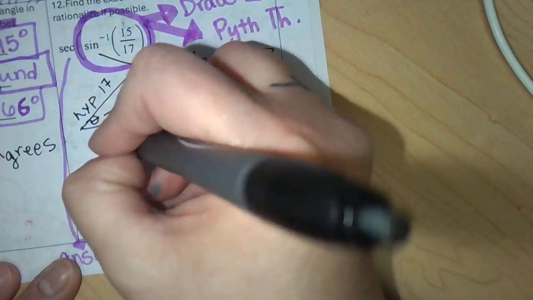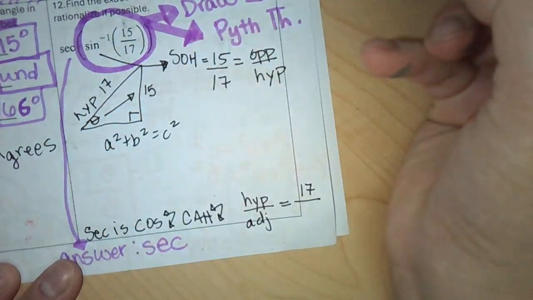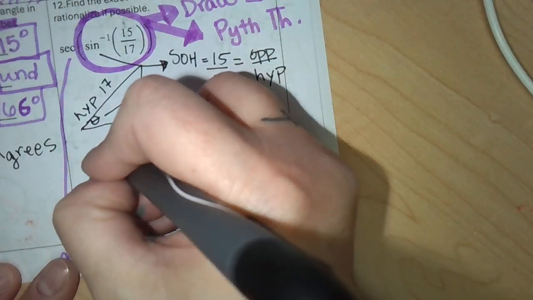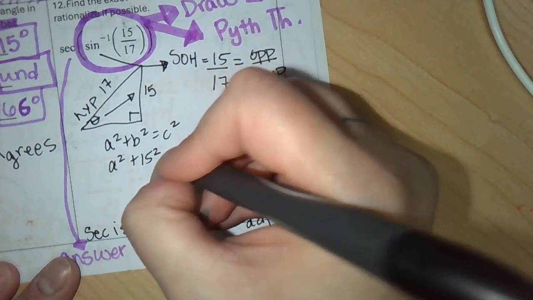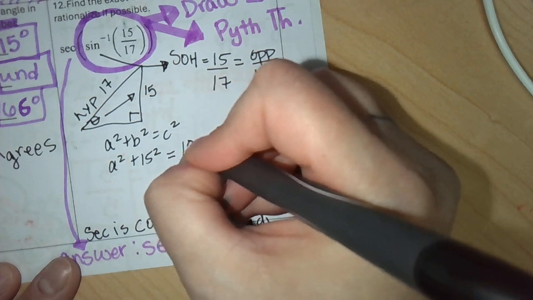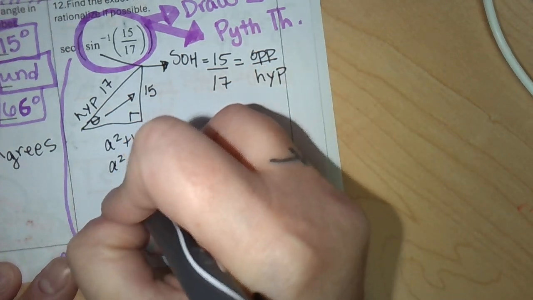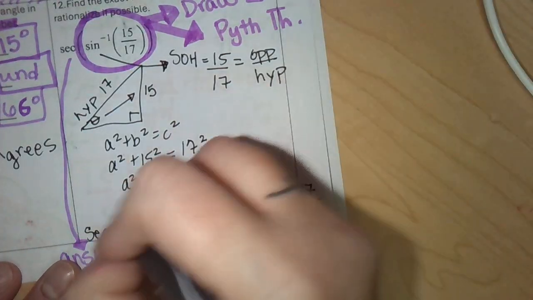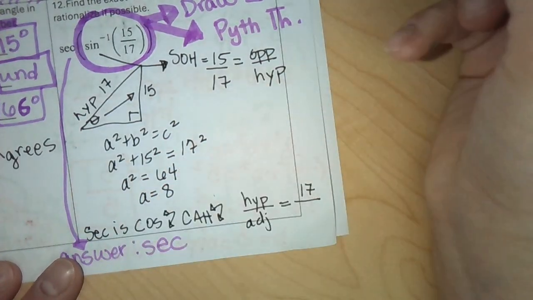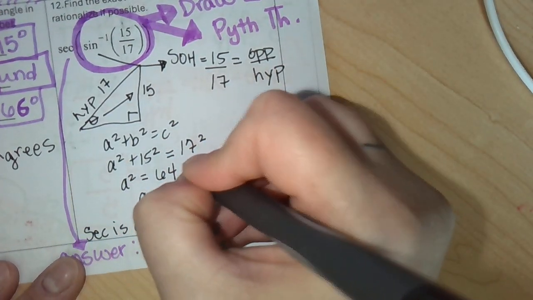A squared plus b squared equals c squared. A squared we don't know, plus 15 squared we do. It's right there. Equals c squared. That's always the hypotenuse. I think when you subtract this, I remember from class it was like 64 or something. So A is 8, and that's the adjacent.